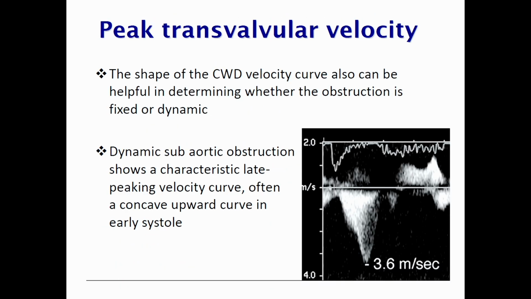The shape of the continuous wave velocity curve can also be helpful in determining whether the obstruction is fixed or dynamic. Why is that important? Because a dynamic subaortic obstruction has a characteristic late peak velocity curve. The early peak velocity curve was a normal aortic valve, but the late peak velocity curve is what we were suspecting in a SAM situation, the subaortic obstruction. In early systole the velocity is high, but the peaking occurs in the later part, so the possibility of dynamic subaortic obstruction is quite high.